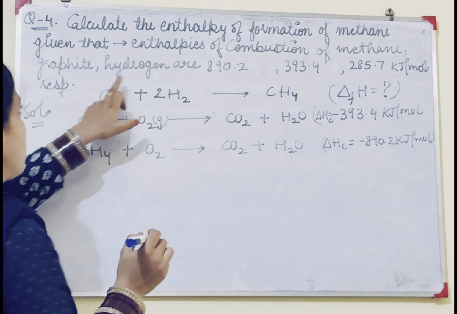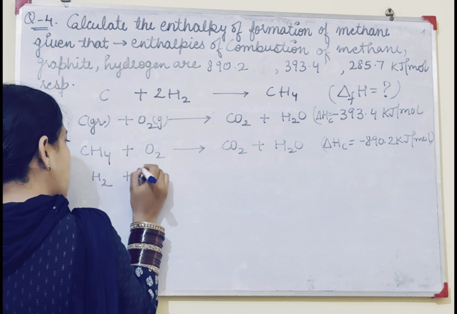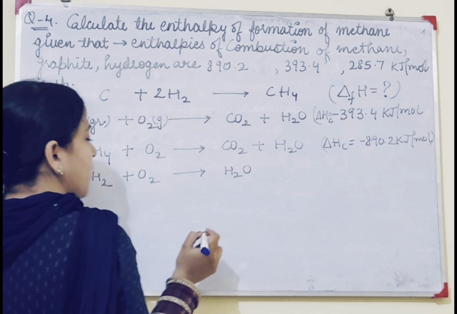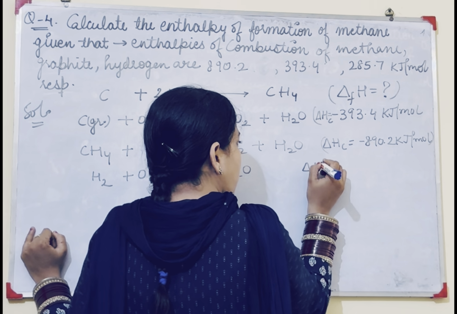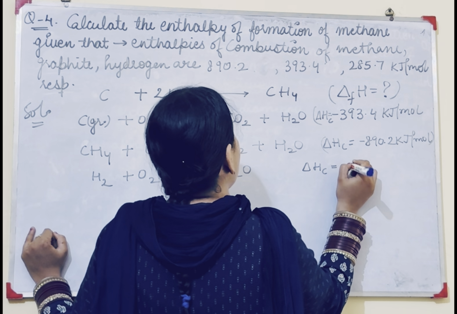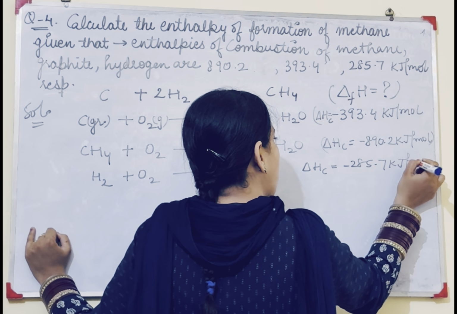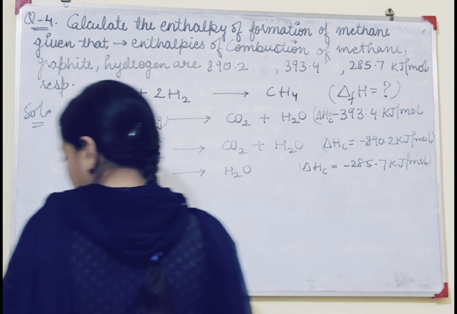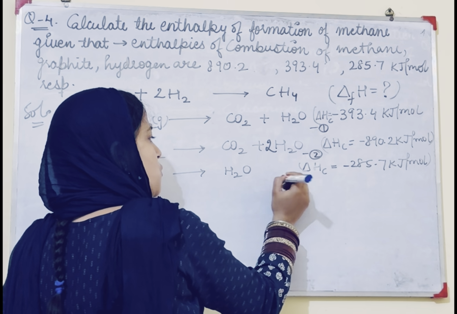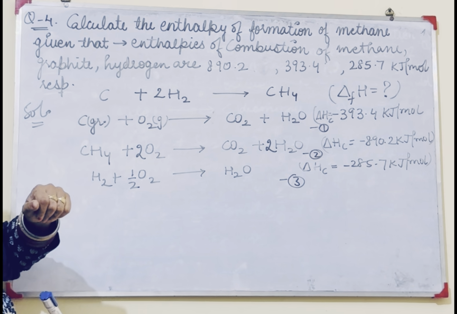Third reaction, combustion of hydrogen, H2 plus O2, it will form H2O only. The enthalpy for combustion is minus 285.7 kilojoule per mole. Now mark these equations, equation 1, equation 2 and this is equation 3. Now this is our desired equation.